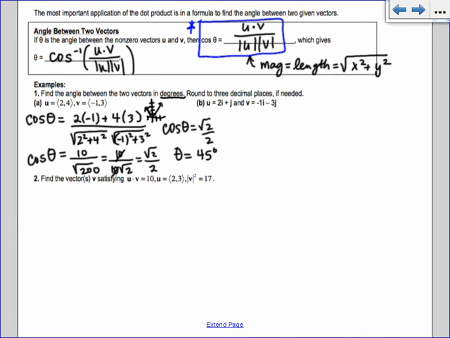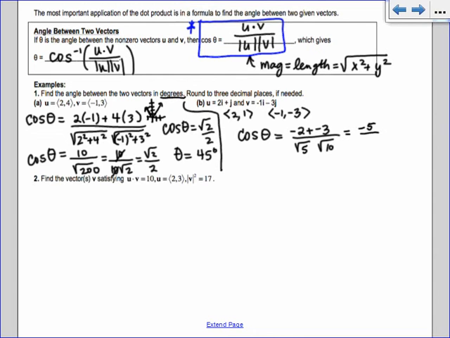Okay. So the next one. Let's look at it in vector form: 2, 1, and -1, -3. So we're going to do cosine of theta equals u dot v, so -2 plus -3, all over magnitude of u, magnitude of v. If I do 2 squared plus 1 squared, I get 5. 1 squared plus 9 is 10. So I end up getting -5 over root 50, which is also root 2 over 2, but now it's negative.